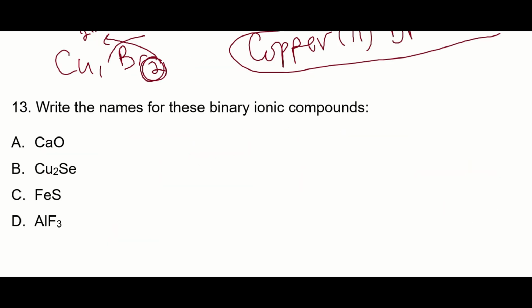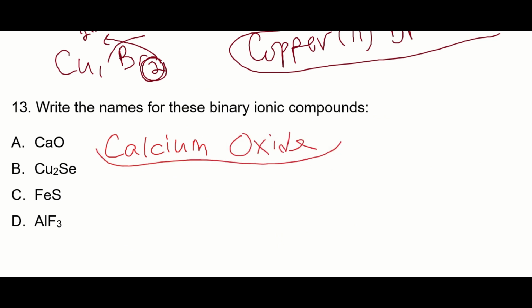Let's keep going. Calcium. Just write the name. It just doesn't have more than one charge. Just write the name, and oxygen is oxide. There's CaO.